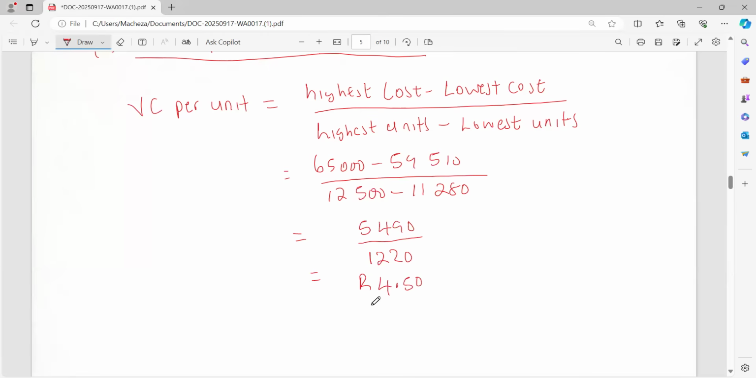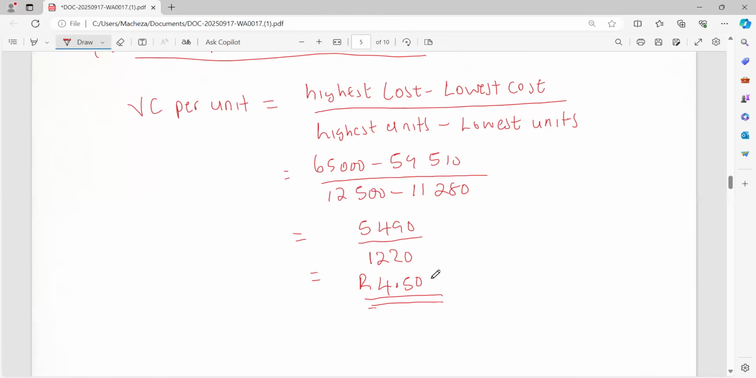Right. We now have our variable cost. Remember, what we want here is to determine the cost of the municipality water per year. So this is the variable cost. The variable cost applies to the kiloliters that are used per month, so we multiply it by the kiloliters that are going to be used per month. That is going to be our variable cost per month. But we also need the fixed cost.